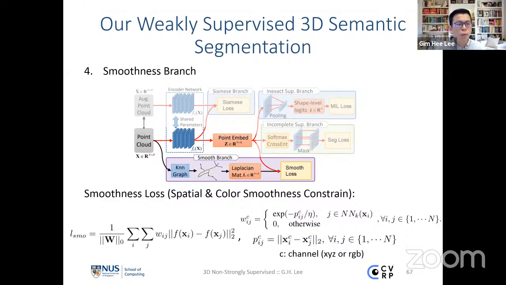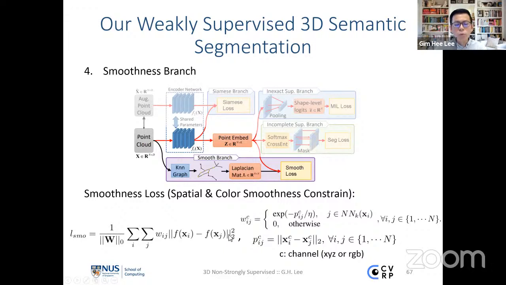Now the fourth branch that we have would be the smoothness branch here. Essentially, what we want to achieve on the smoothness branch is that for any 2 points which are neighboring points, spatially very close together, we want to encourage them to take the same label. So we detect the neighboring points using the k nearest neighbor algorithm, and we want to enforce them to be smooth, to take the same label.